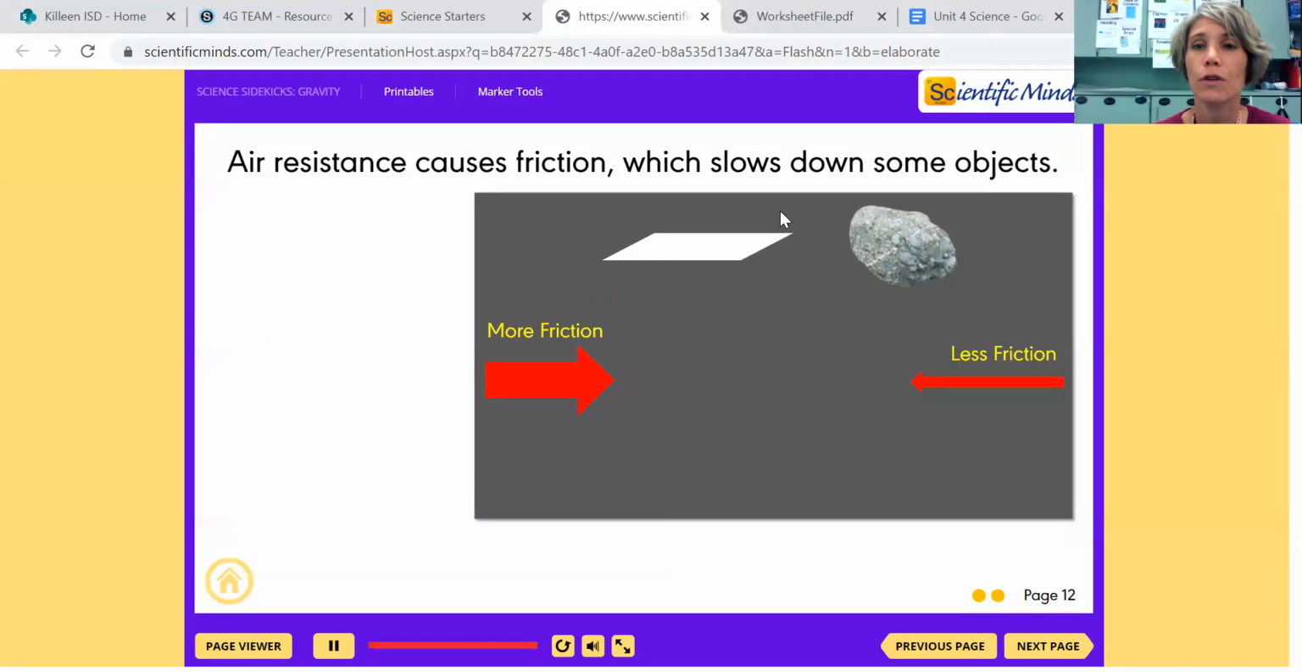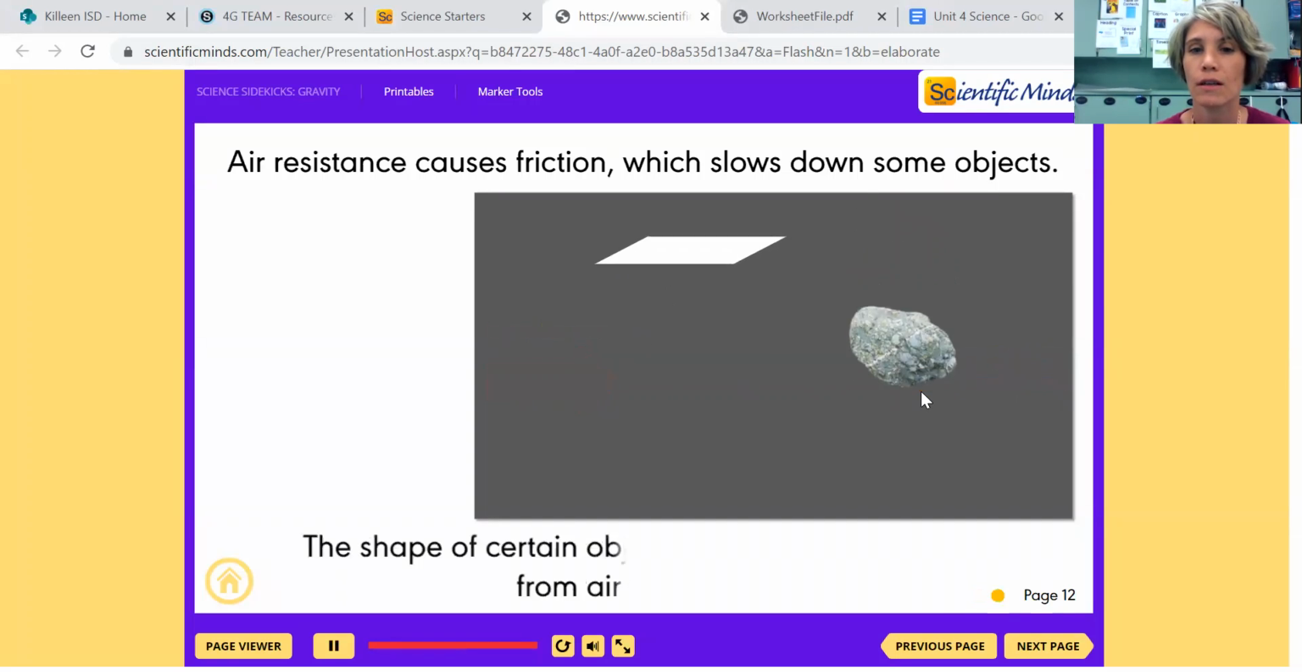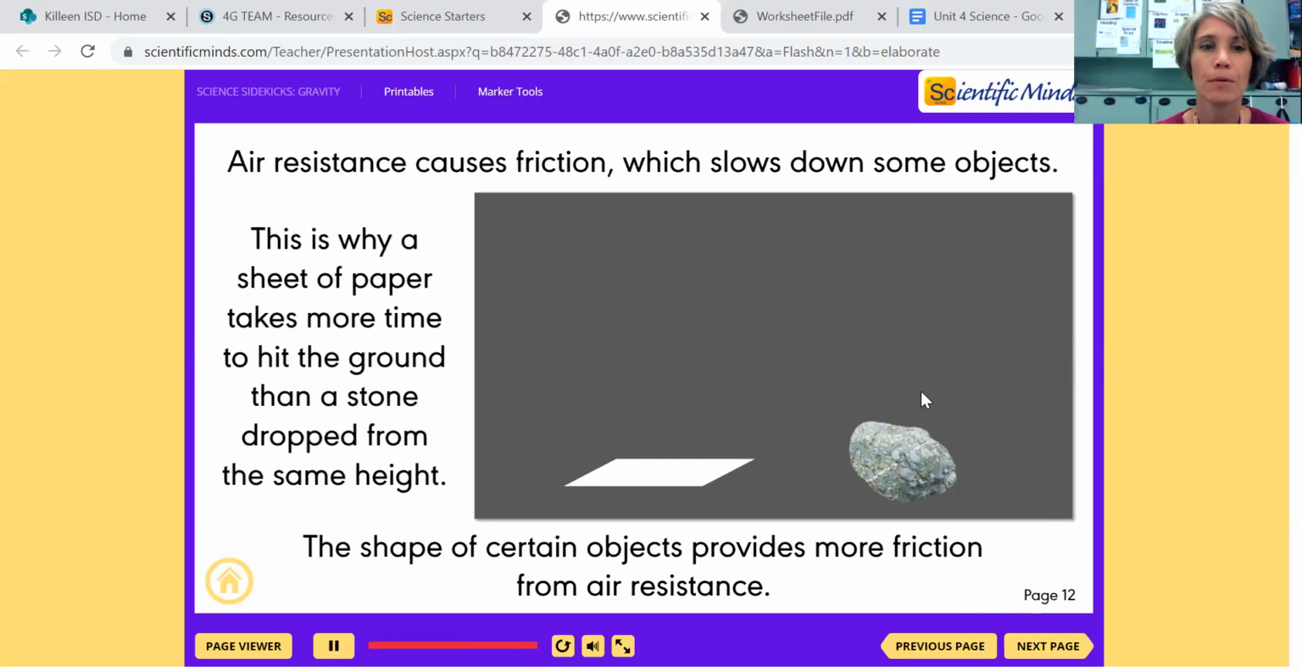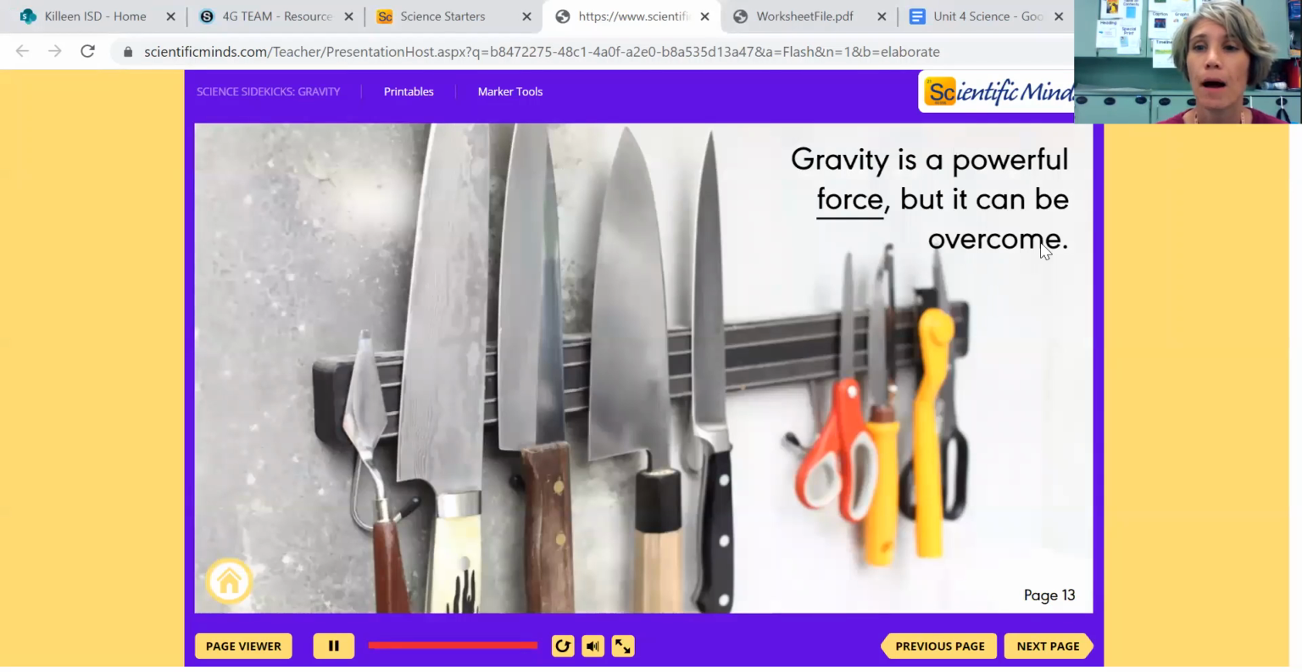Air resistance causes friction, which slows down some objects. It says more friction and less friction. Okay, so the shape of certain objects provides more friction from air resistance. So if there's more friction, it won't move as fast. That is why a sheet of paper takes more time to hit the ground than a stone dropped from the same height. Gravity is a powerful force, but it can be overcome.